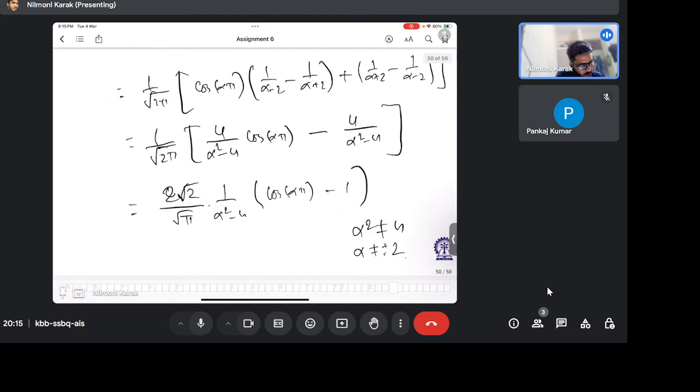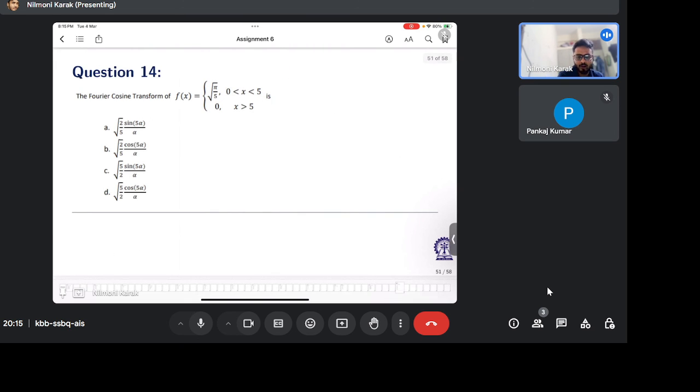I hope it is clear. Now this is the last problem. Very simple. Any question?